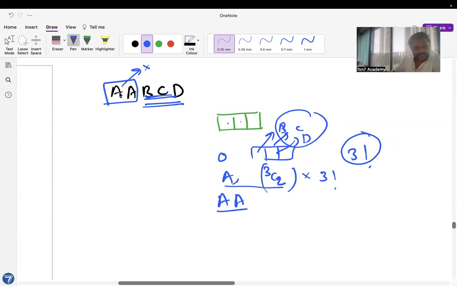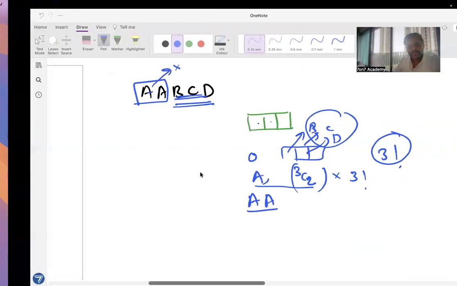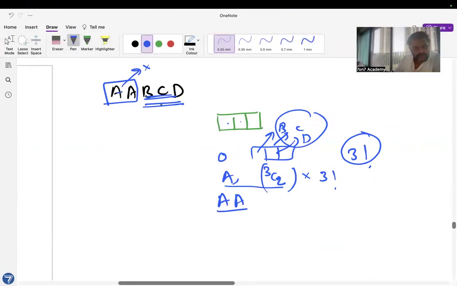If you take both A's, then you have to take only one from here. So 3C1. Then the arrangement ways are what? 3 factorial divided by 2 factorial, because 2 was the same.